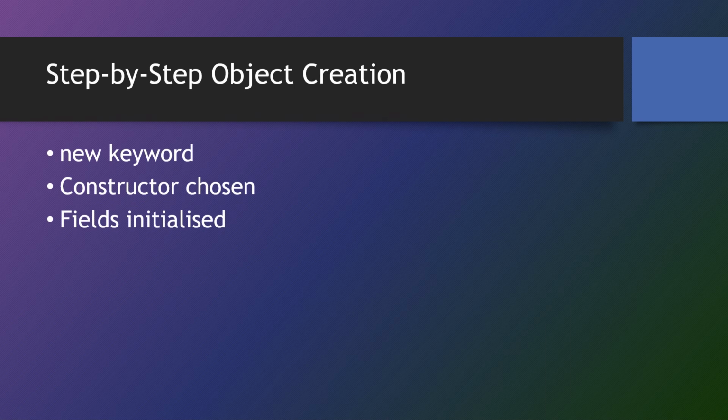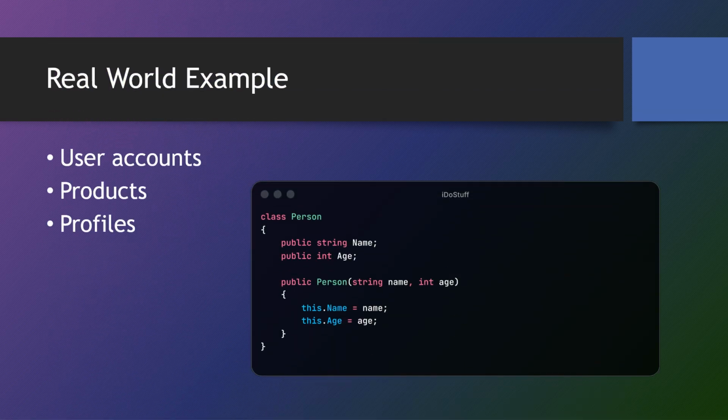Real-world example: user accounts. Think about user accounts. Sometimes you only have a username. Sometimes you have a username and an email. Multiple constructors let you handle both cases cleanly, without hacks. This pattern appears everywhere in real software.